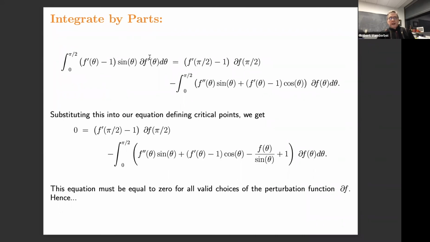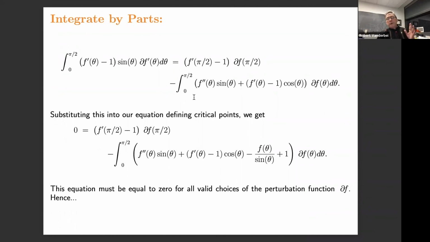There's the thing. I want to integrate this. I want to differentiate this. I don't have a whole lot of time left, so let me go kind of quickly here. I'm going to integrate this and differentiate this. This is a product of two functions. So I'm going to have the derivative of this, which is f double prime, times this, which is sine, that's what's here, plus this, which is f prime minus 1, times the derivative of sine, which is cosine, that's that. And then I have the integral of this, which is delta f d theta.